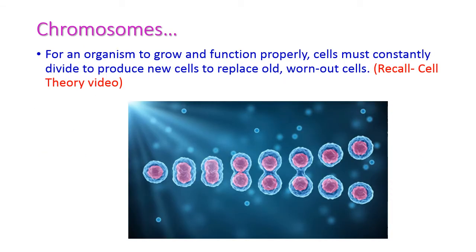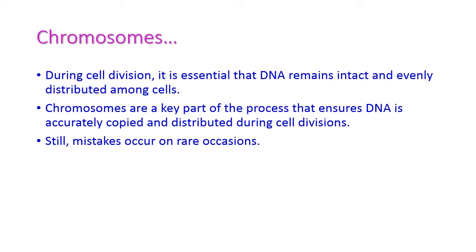For an organism to grow and function properly, cells must constantly divide to produce new cells to replace the old and worn out cells. This diagram explains the cell division. Here one cell divides into two and produces two daughter cells. Here you can recall the cell theory video. During cell division, it is essential that DNA remains intact and evenly distributed among cells. Chromosomes are a key part of the process that ensures DNA is correctly copied and distributed during cell divisions.